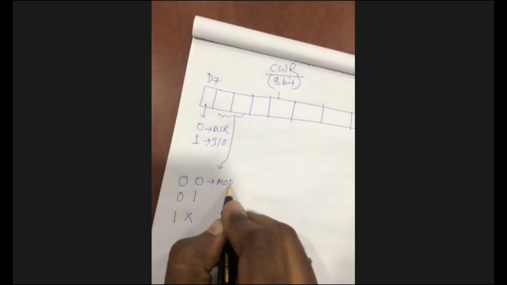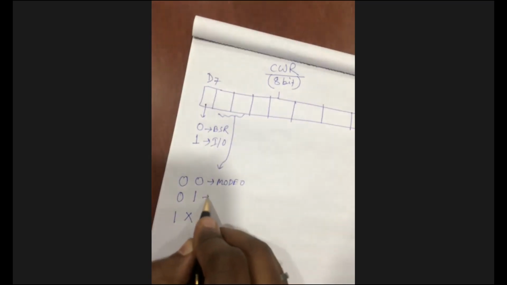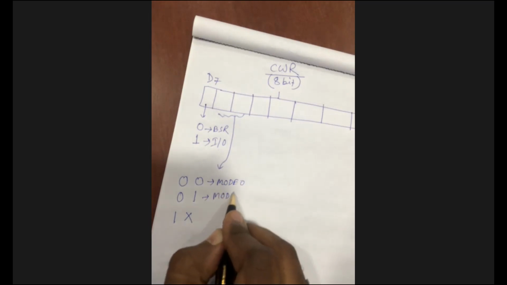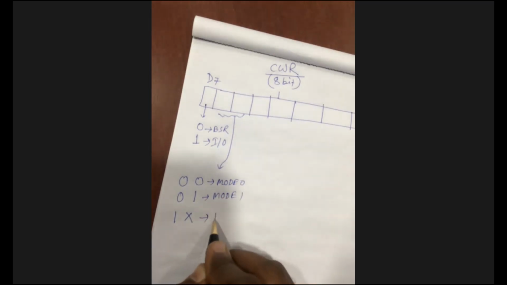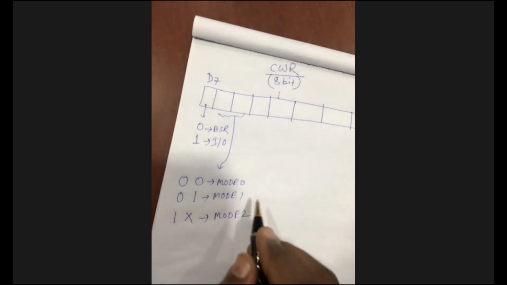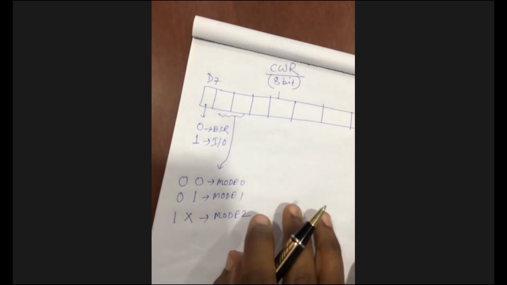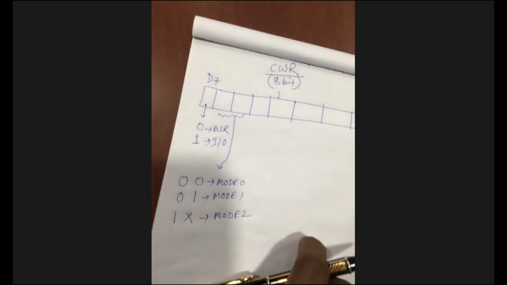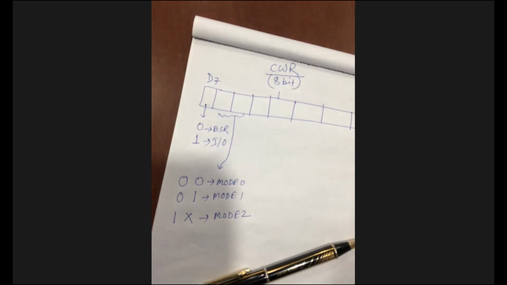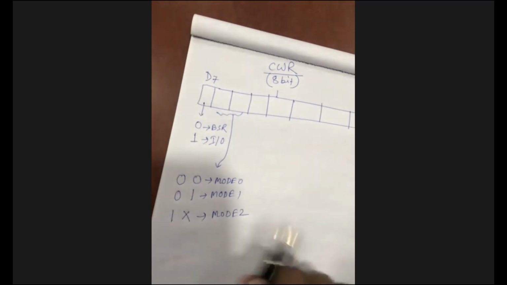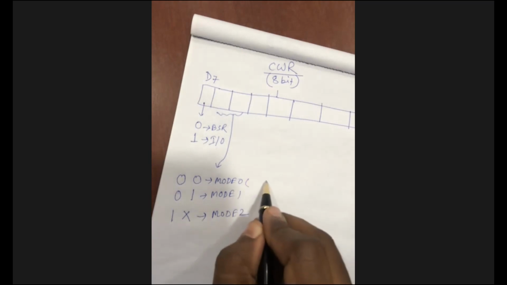00 is called mode 0. 01 is called mode 1. And 1x is called mode 2. Mode 0 is called simply IO mode, simply input output mode. You should write down this name over here.